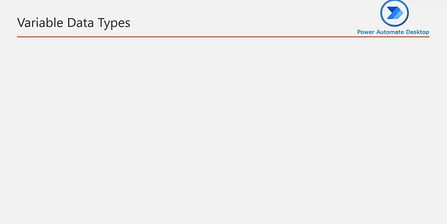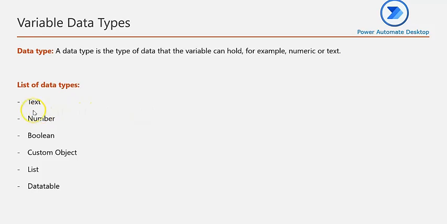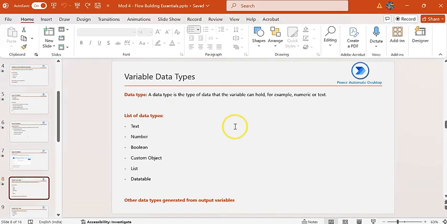Now coming to variable data types. A data type is the type of data that the variable can hold. For example, simple examples are numeric or text. A variable can hold multiple data types that I showed in the drop down. We'll be looking at each one of them. So these are the types of data that a variable can hold: a text data type, a number, a boolean or a flag, custom object, list, data table, and we'll be seeing them. Other data types I will show after we finish this. So let's see these data types in action. First one is text. You might have seen it multiple times.